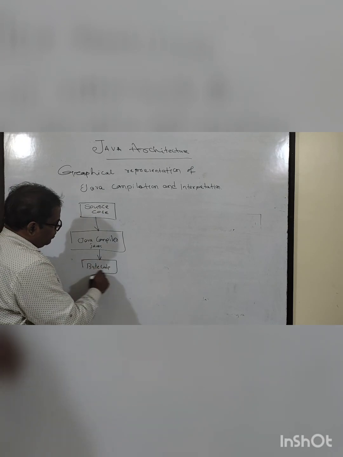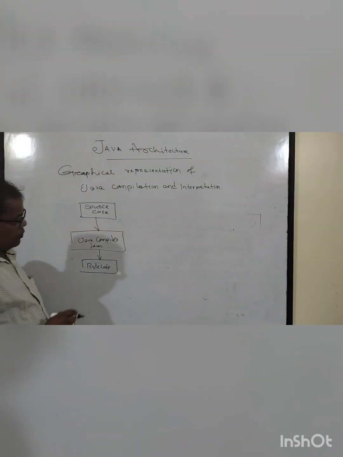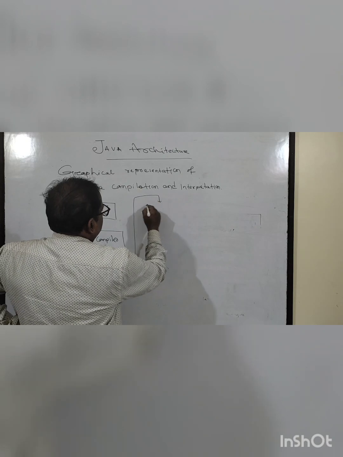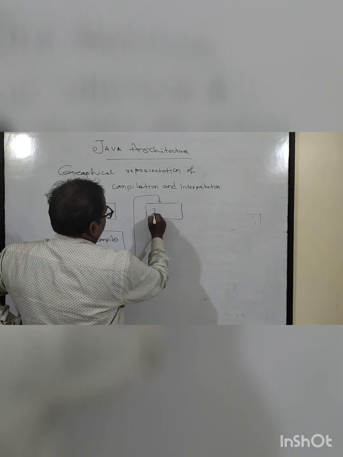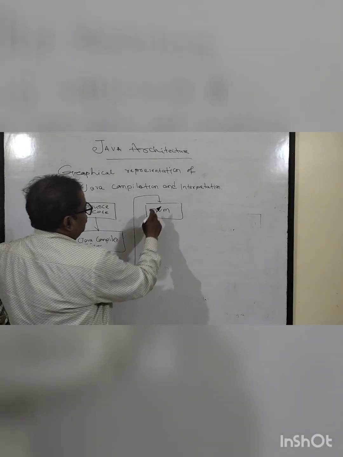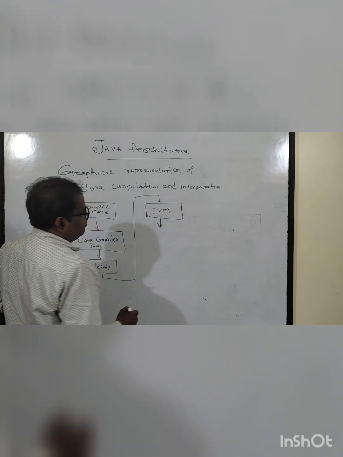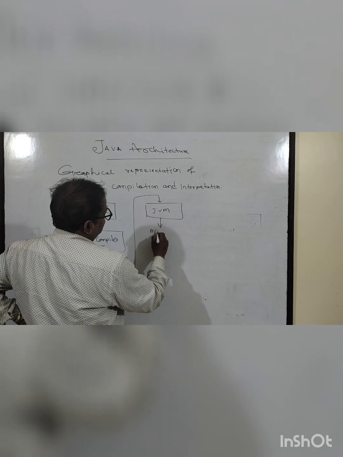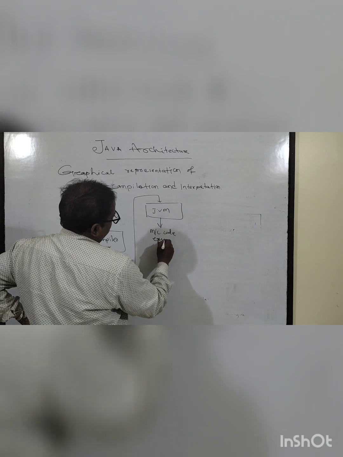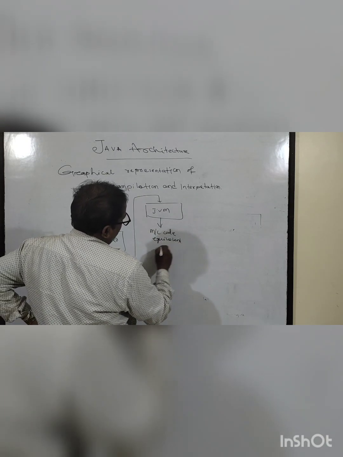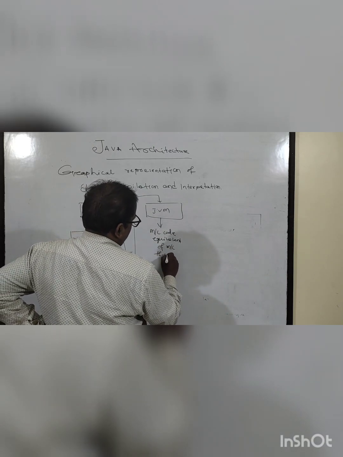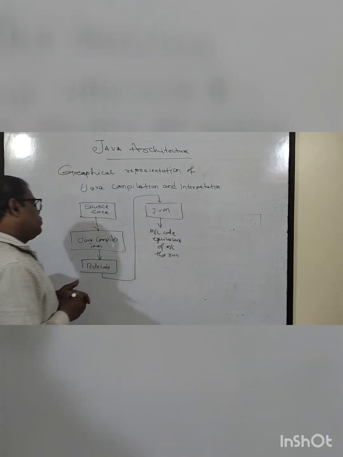Now this bytecode is given to the JVM, the Java Virtual Machine, we call it JVM, and the output of the JVM is the machine code, equivalent to the machine that runs. So this is what exactly happens.